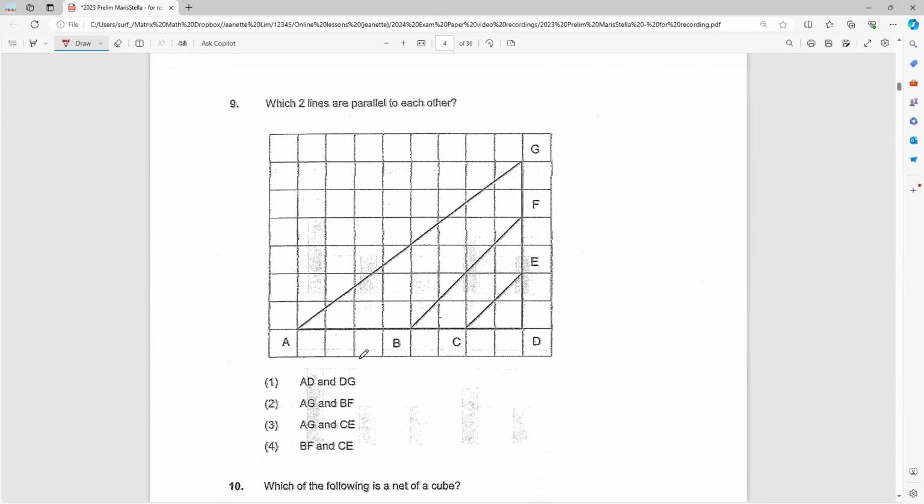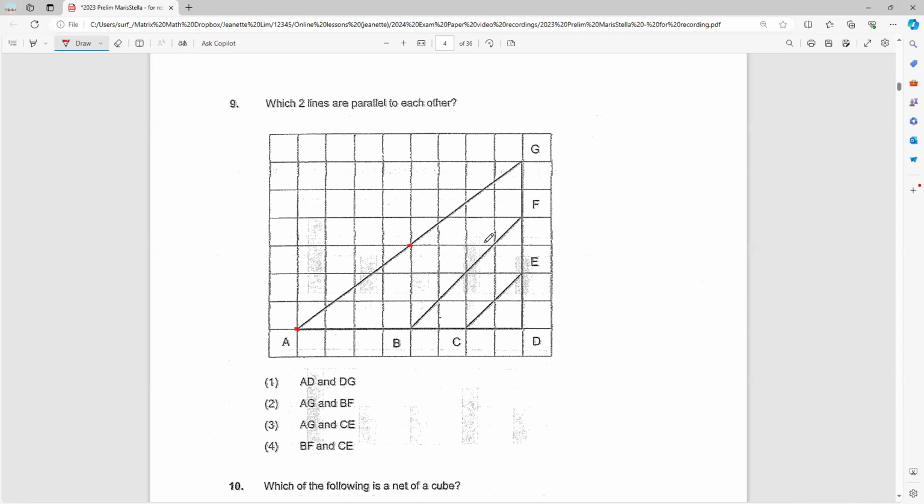Question 9, which two lines are parallel to each other? Use the grids to help you. Parallel lines, how does the line cut through the grid? For AG, look for the point where it touches, it cuts from one end of the grid to the other end of the grid. So for example here, it doesn't touch the corner of the grid until here. For it to be parallel, it has to cut this many squares.